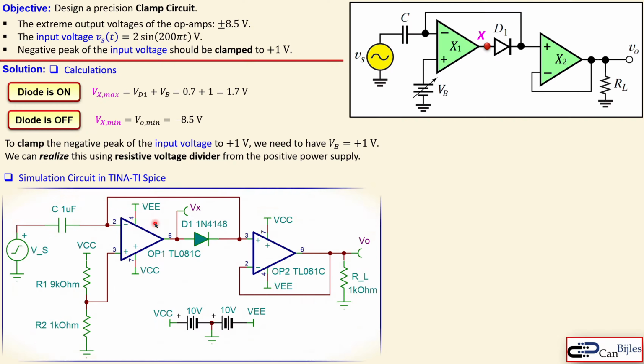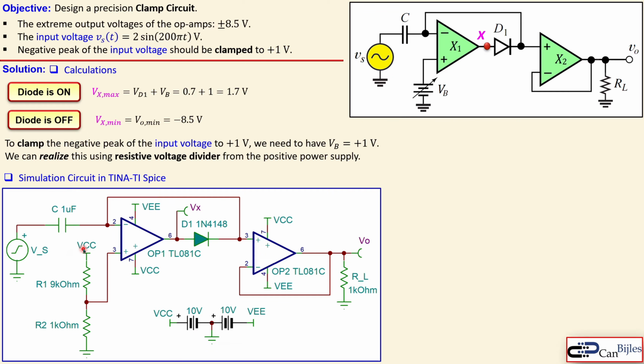Let's look at our simulation circuit in the TI SPICE. You see here the Vs input, the capacitor, and the diode D1, which is chosen as this type. We see here the negative feedback, the second op-amp, also in a negative feedback configuration used as a voltage follower, and also our load here, and these are the power supplies, 10 and minus 10 volts. You see we use 10 and minus 10, but we have extreme values of plus and minus 8.5 volts. That is because the operational amplifiers also consume some voltage, so we lose some voltage, so that is also needed to compensate for that.